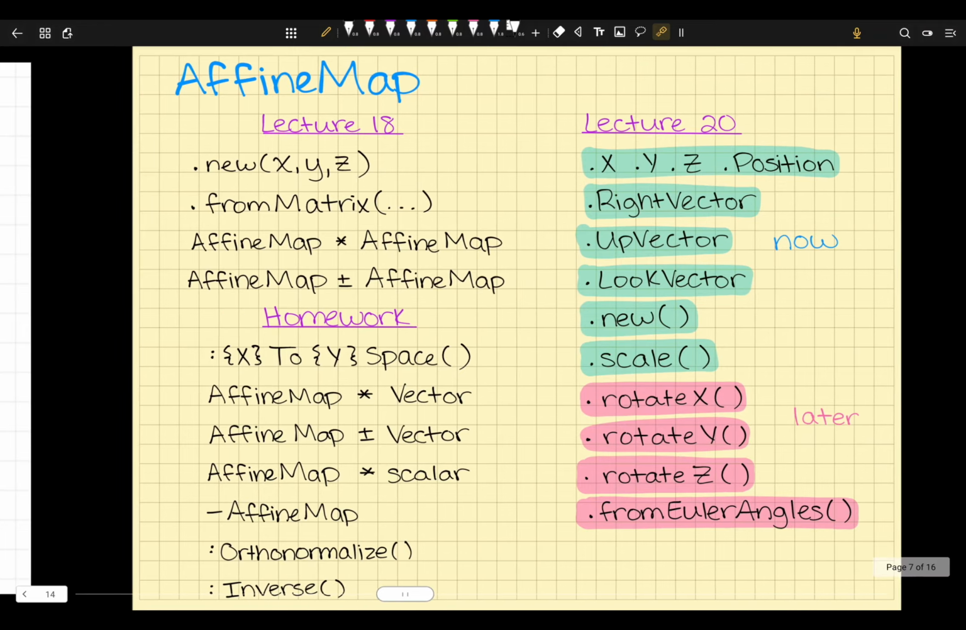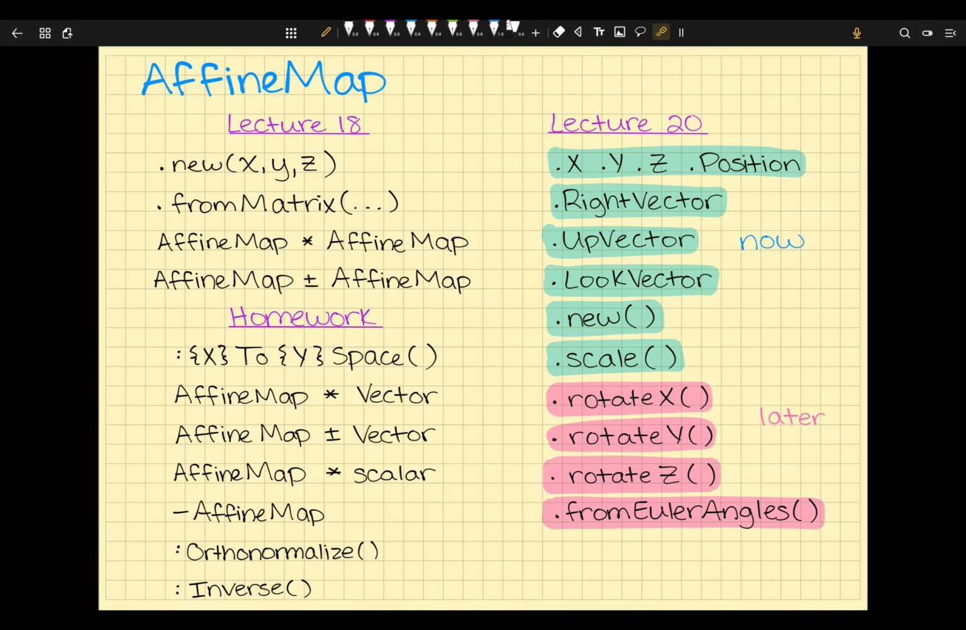Okay, so then we did all that, and then we coded our affine map class. And we started with these simple ones. This .new constructor was a translational affine map. Then we had the from matrix constructor, which lets us specify all 12 numbers in our affine map. And I think we tried multiplication, but something went horribly wrong. And then plus or minus, I think this might have actually just been homework from last week.